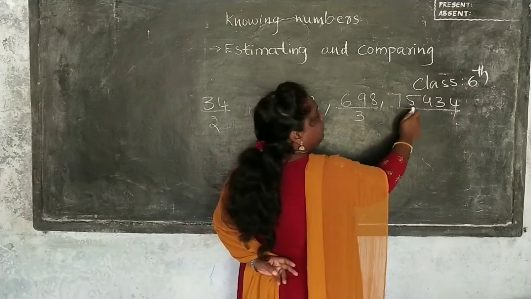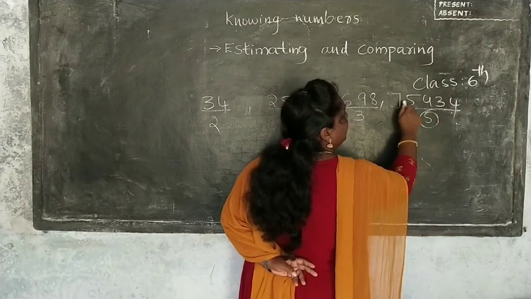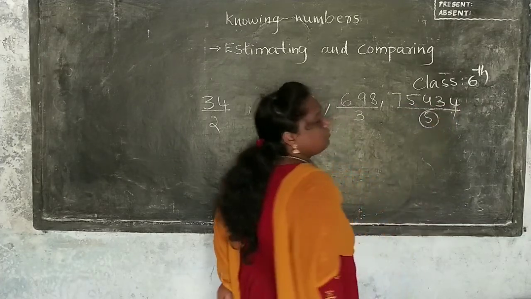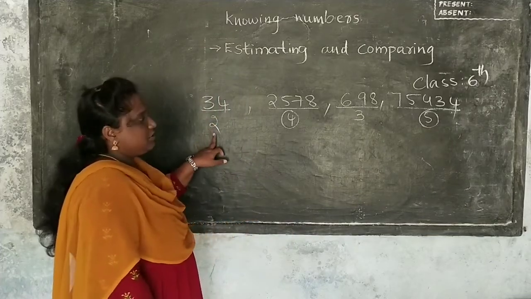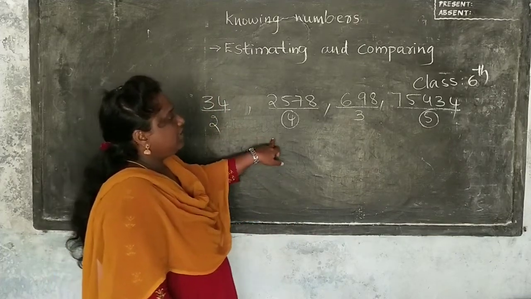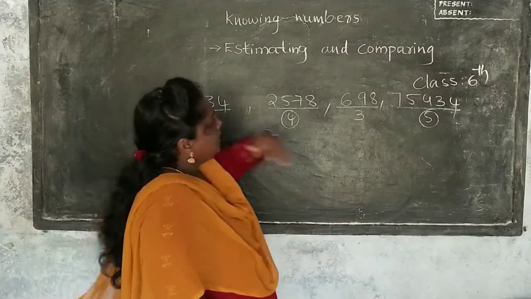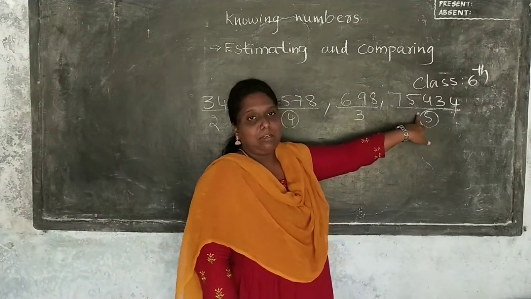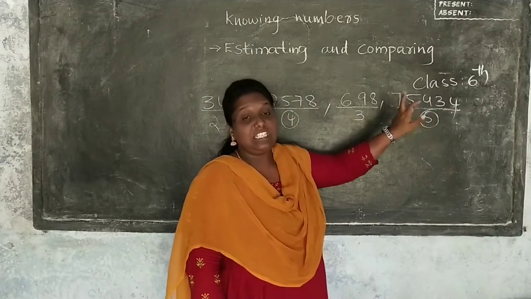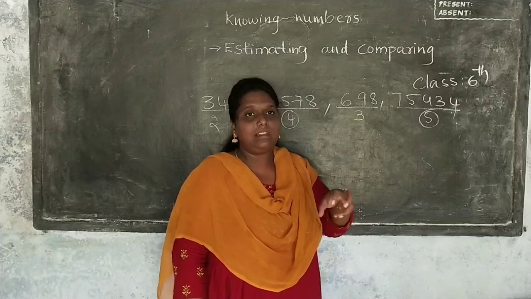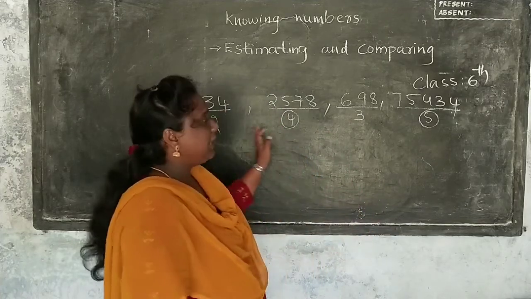Next, 75,434. It is 1, 2, 3, 4, 5. In this, 5 digits are there. Children, have a look. Here it is 2 digits, 4 digits, 3 digits, 5 digits. So this number has 5 digits, so this will be the greatest number. The number which has more digits will be the greatest number. Like that we have to compare the numbers.